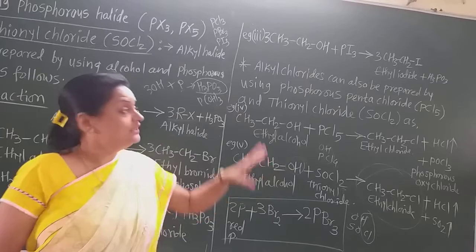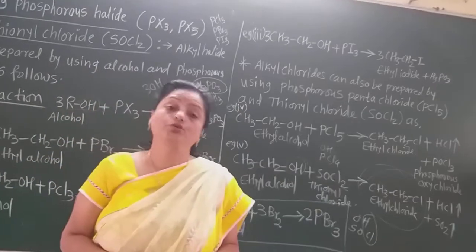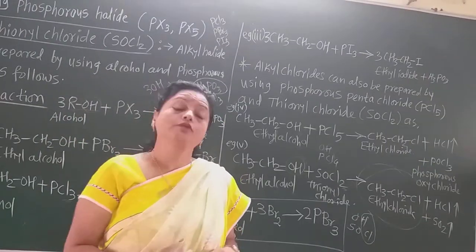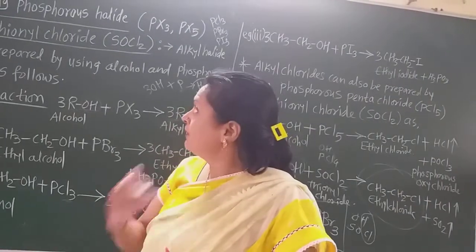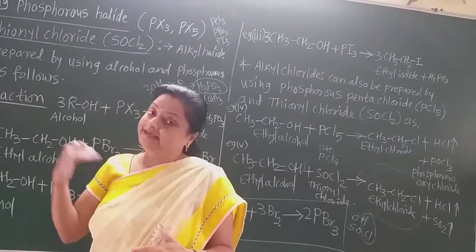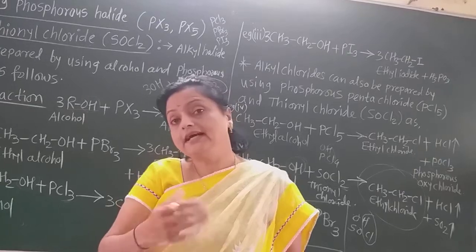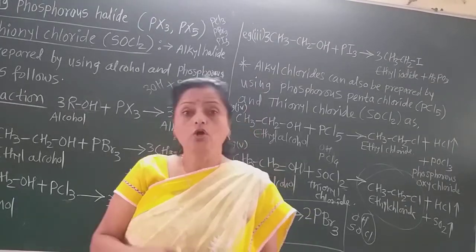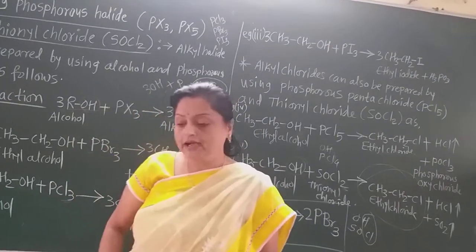chloride is used. Now these are the 5 reactions which are very important to learn, which is the main method from the alcohol, and into that the sub methods by using alcohol with phosphorus halide and thionyl chloride. Now let us learn the next, that is the sub method of the first method of preparation of alkyl halides.